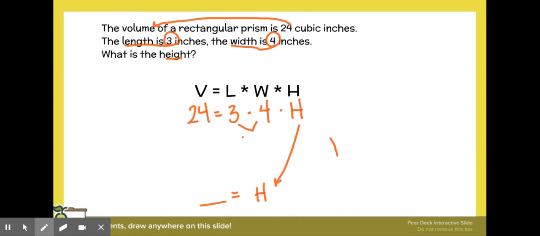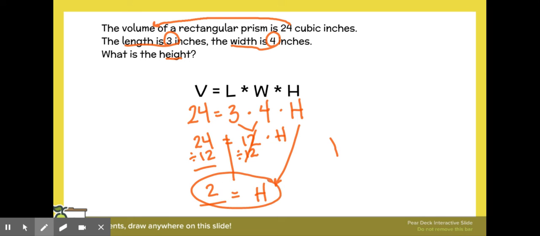Okay, I'm going to combine a few things first. I'm going to say that 3 times 4 is 12. 12 times something, whatever my H is, my height, is going to give me 24. And some of you might already know 12 times 2 gives me 24. I know that the height is 2. But if you weren't sure, you could say, well, I want to get the 12 to the other side. I'm going to divide by 12. That gives me 1, which cancels it out and leaves me with H. But I need to do it to the other side as well. 24 divided by 12 would give me 2. So I would have a height of 2 inches.